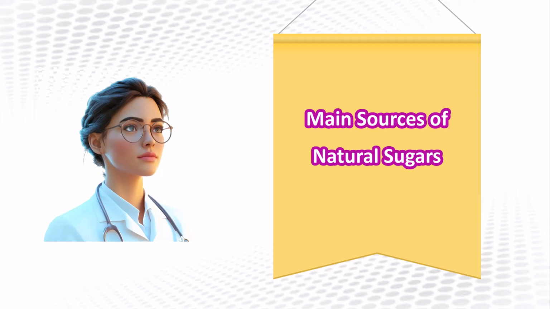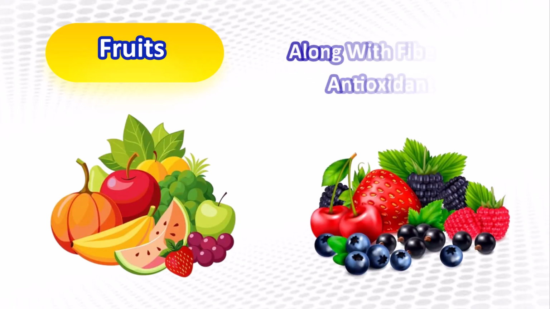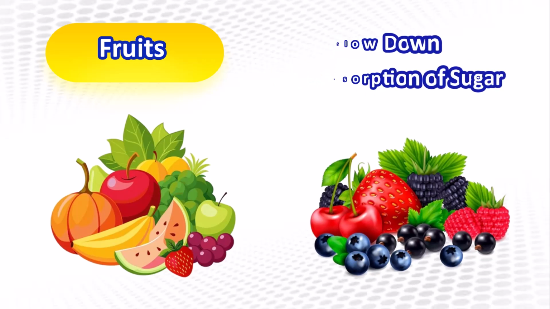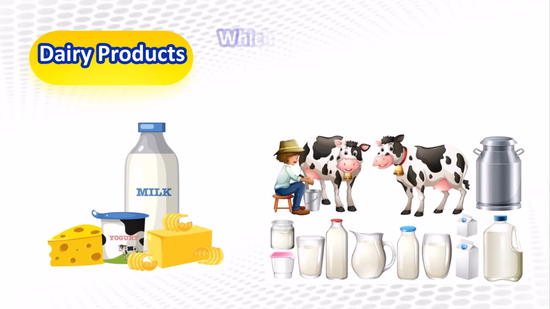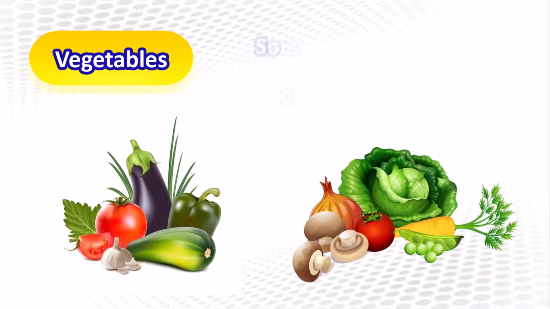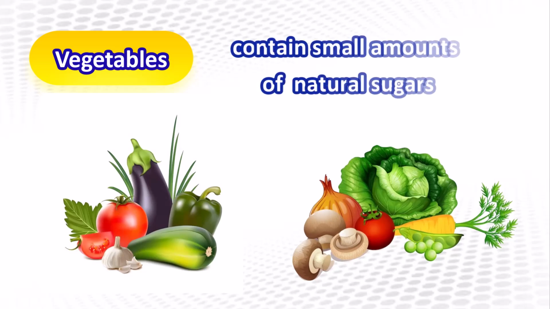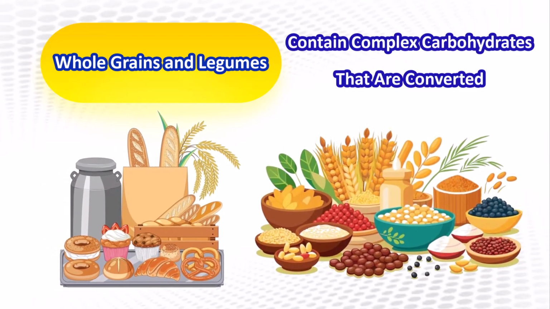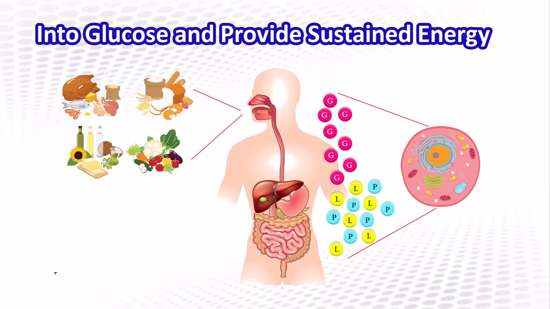Main sources of natural sugars. Fruits contain fructose and glucose, which along with fiber and antioxidants slow down the absorption of sugar. Dairy products. Milk and yogurt contain lactose, which is naturally present in these products. Vegetables. Some vegetables like carrots and beets contain small amounts of natural sugars. Whole grains and legumes contain complex carbohydrates that are converted into glucose and provide sustained energy.